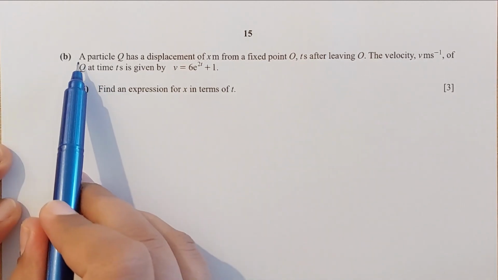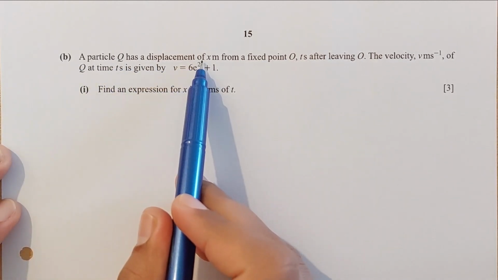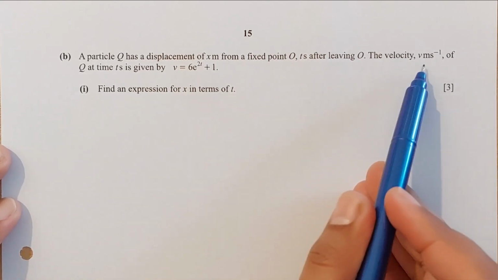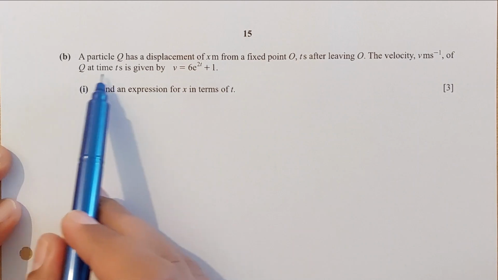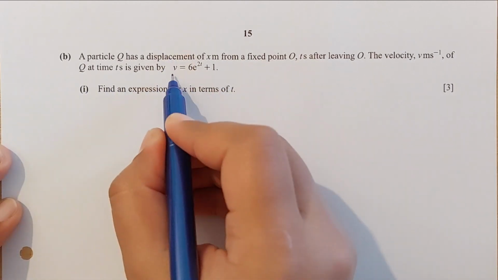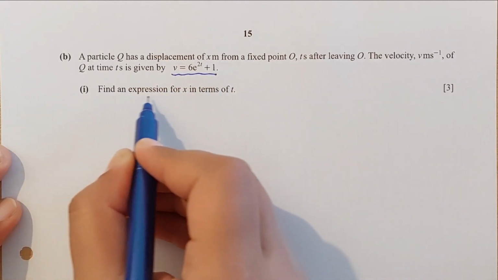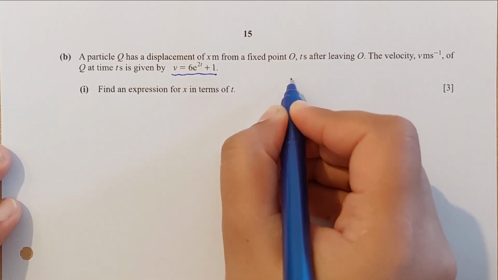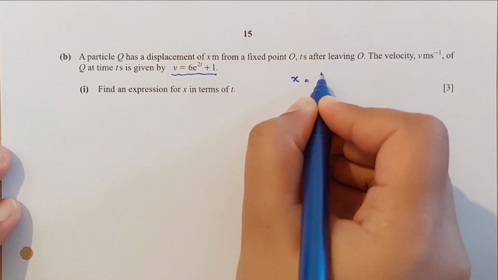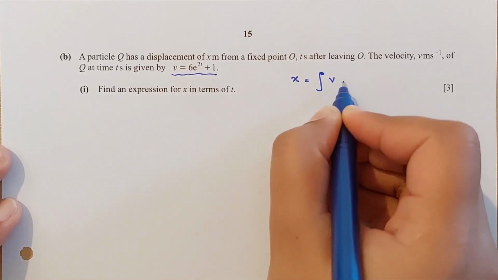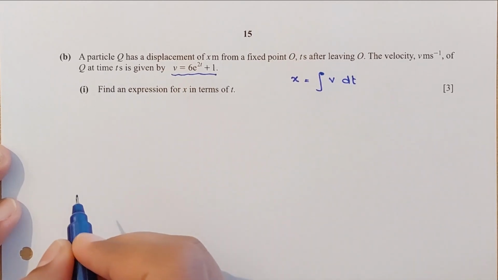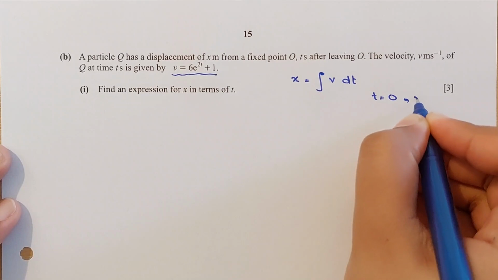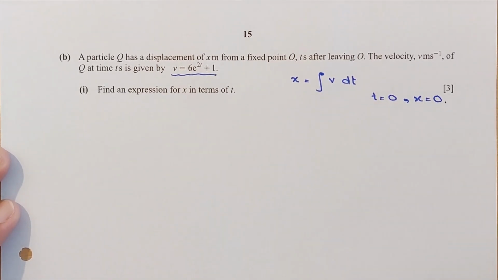Now for part B, a particle Q has a displacement of x meters from a fixed point O, t seconds after leaving O. The velocity v meters per second of Q at time t seconds is given by this. Part 1, find an expression for displacement in terms of time. When we are given the velocity, the displacement is the integration of the velocity with respect to time. And we have a condition that when time equals 0, the displacement is 0.